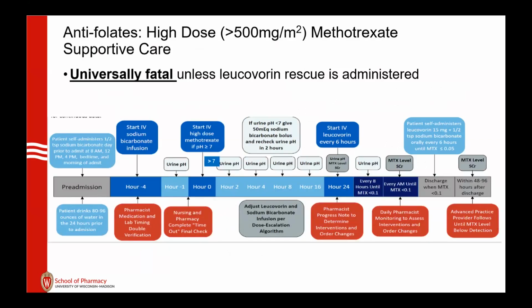So here's our platform that we've built with nurses and pharmacy and physicians. Essentially, before you're even admitted, you get 4 hours of pre-hydration with sodium bicarbonate, which is baking soda and water. Then we have 4 hours of hydration. We're checking your pHs frequently, and then we're checking methotrexate levels and serum creatinines at 24 hours after the dose, and then daily in the morning, unless there's problems. And then we are adjusting the supportive care as needed.